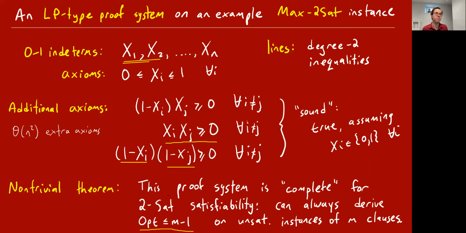Okay, so this new proof system with degree 2 inequalities is really good if your whole goal in life is to detect satisfiability of 2-SAT instances. Okay, any questions?